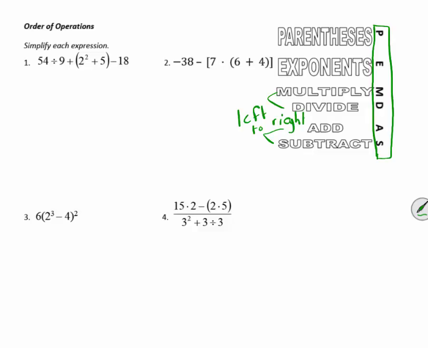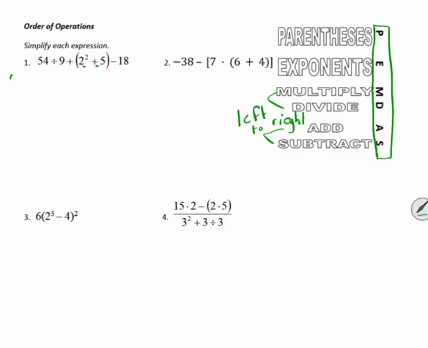Okay, so we're going to go through and it's like a little check-off list. Do we have it? If we have it, we do it. If not, then we don't. So, number 1, I see parentheses. Inside parentheses, I have 2 operations. I have exponents and I have adding. So even inside the parentheses, you still have to make sure that you're following order of operations.